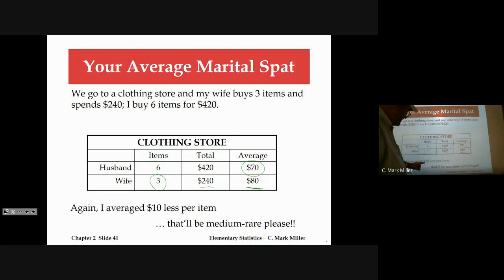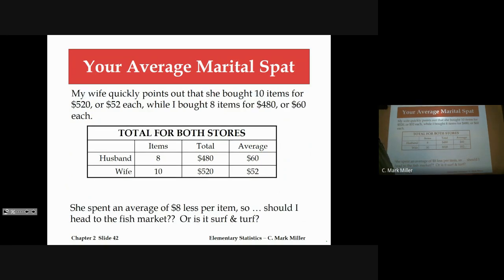And I, once again, average $10 less. And I would like that Angus steak medium rare, please. Now let's combine our shopping efforts.